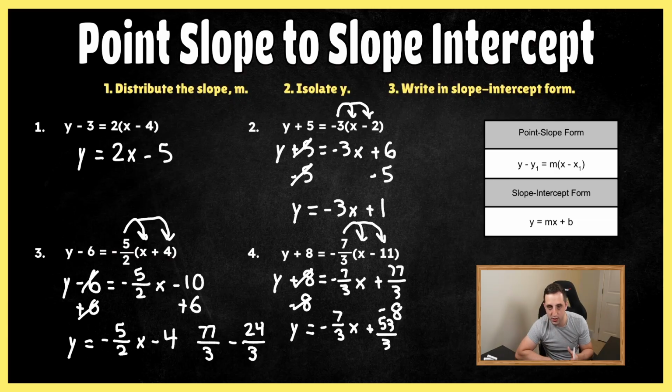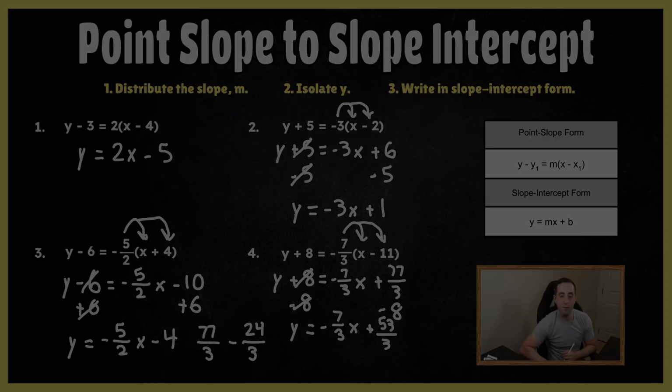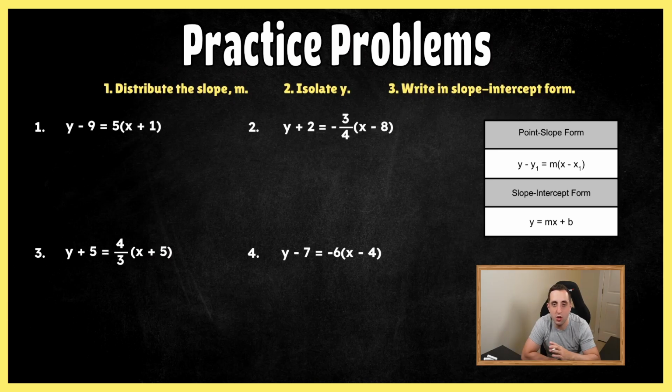Now let's make our way over to the practice session where you can try out 4 problems on your own from converting point-slope form to slope-intercept form. Now it's time for the practice session. I encourage you to pause the video here, see if you can convert all of these problems that are in point-slope form to slope-intercept form, and when you think you're ready, go play the video and see how you did.